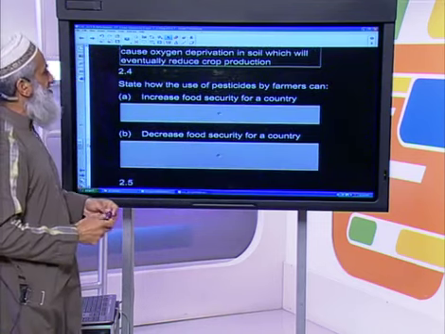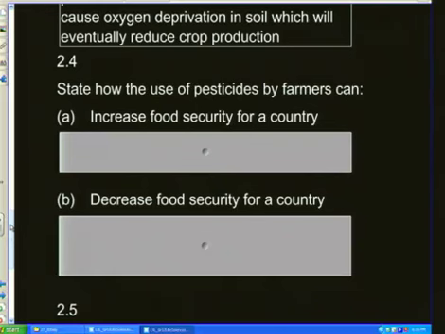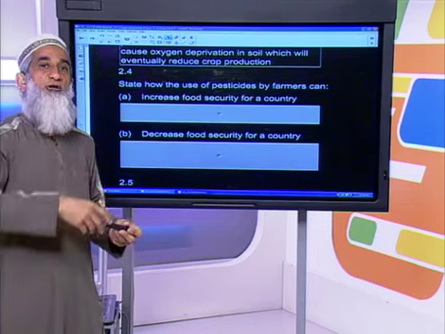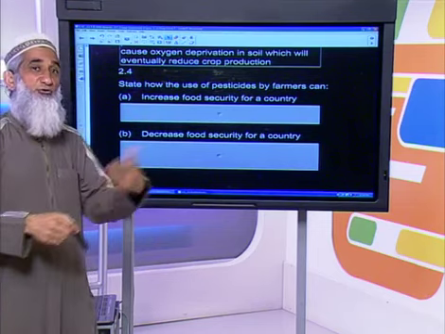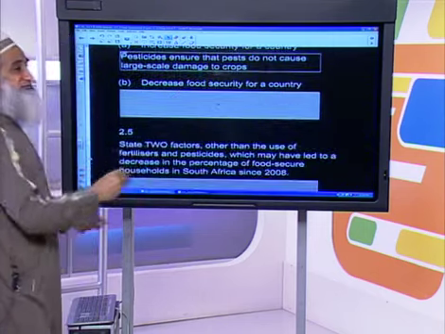State how the use of pesticides by farmers can increase food security for a country. This will help kill the insects that are eating the crop. Excellent, excellent, Tola. It will kill the insects that are eating the crop, so therefore there will be less insects eating the crop, so therefore there will be more crop available. Good, okay?